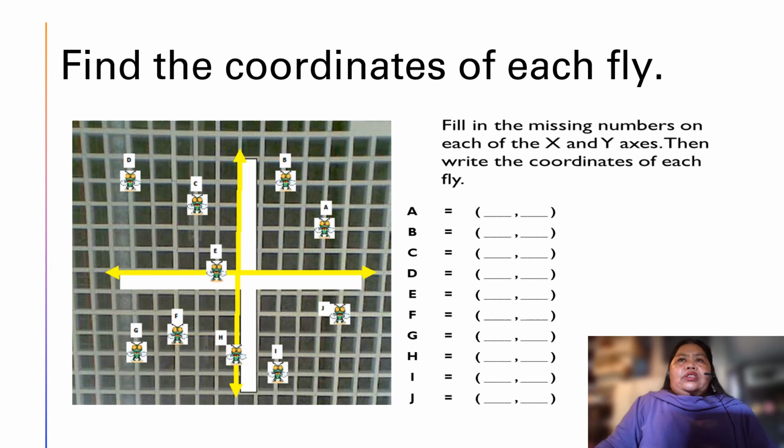So find the coordinates of each fly. Okay, so it's easy to do this. Just like we did a while ago. For example, for fly A. Where can we find fly A? So we have 1, 2, 3, 4. So you have to write. If you want to copy, you can do it. So that means your A is 4, your x is 4, and your y is 1, 2, 3. So 3. That's like that.